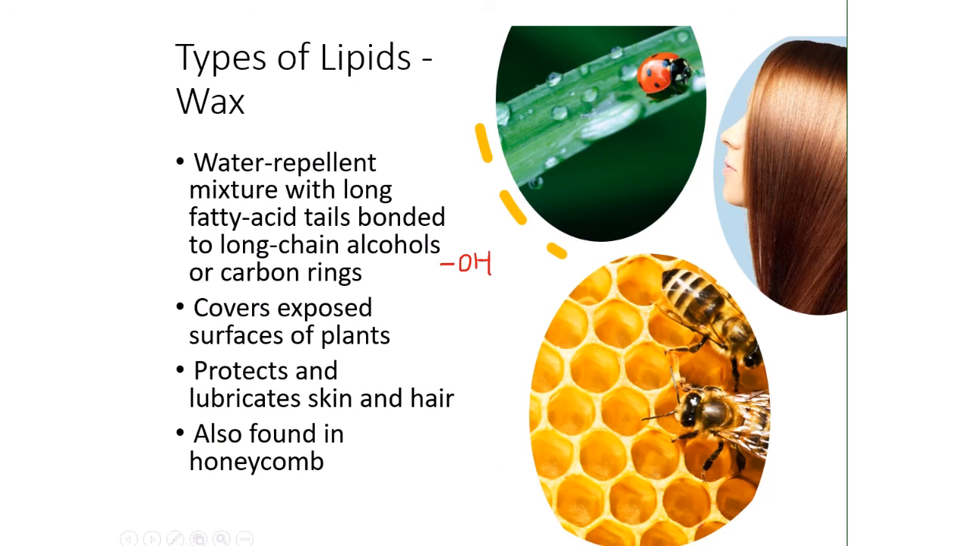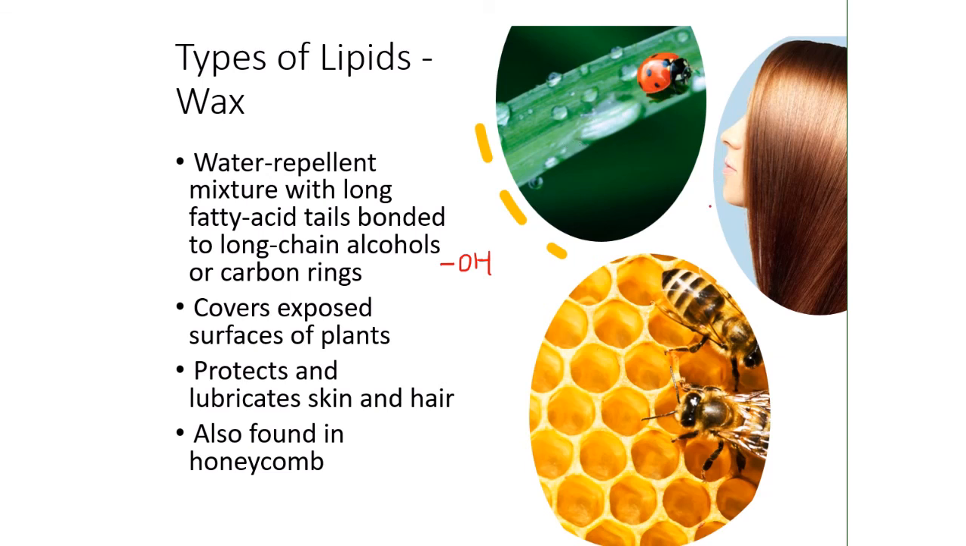That's why if you put a drop of water on a leaf's surface, it doesn't really soak right through, right? It just kind of forms these droplets on top of it. That's because it's coated with wax. It forms what's called the cuticle in plants.